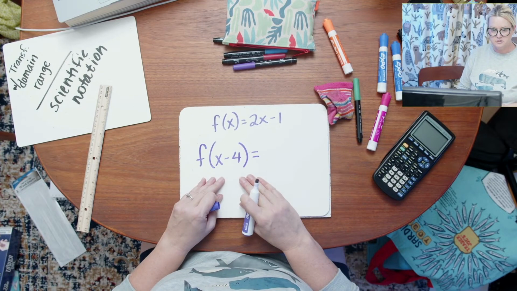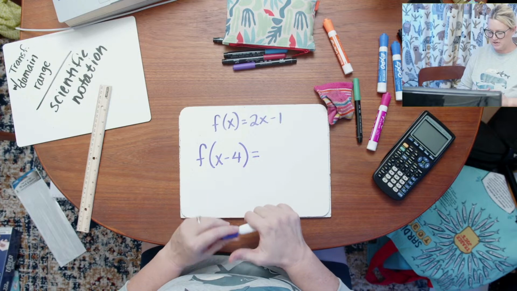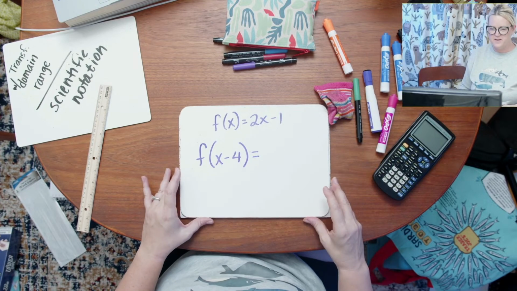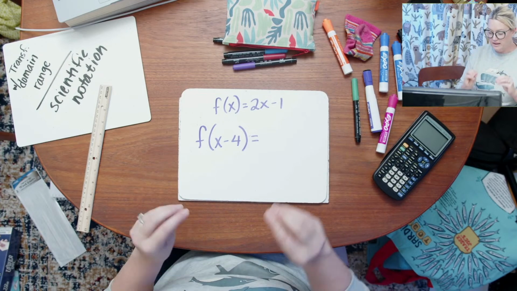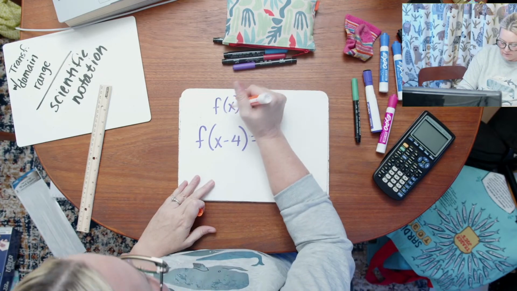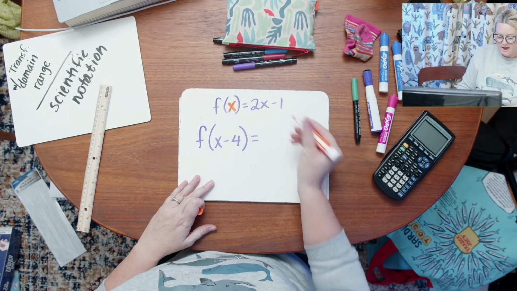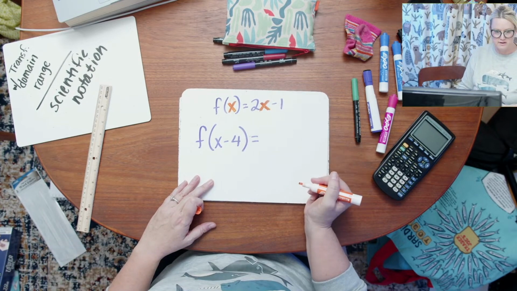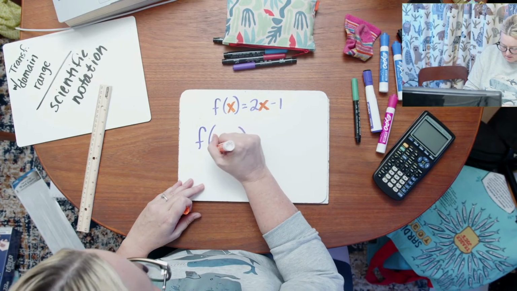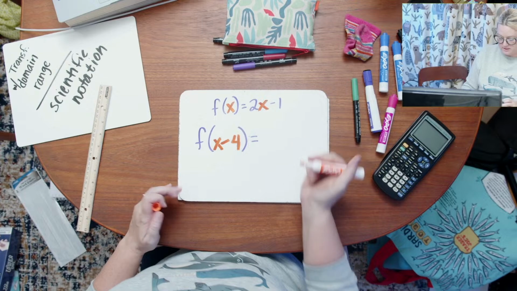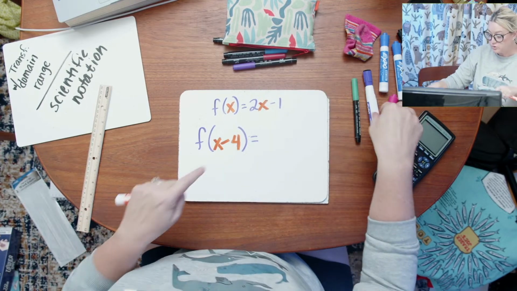With the function notation, it feels really confusing, but I promise you it's not. It's literally just whatever is in these parentheses, that's what you put in here for x. So f of x minus 4, that is what goes into the parentheses, that's what goes in for the x.